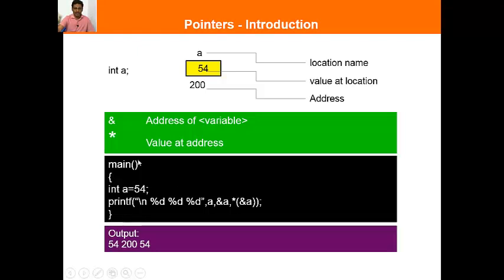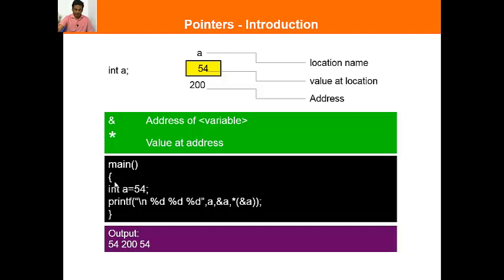At the time of declaration, if we use star, this is a pointer variable. At the time of accessing, we put star before a variable, this is value at address. At the time of calculation, we put star between two variables or constants, this is called multiplication.